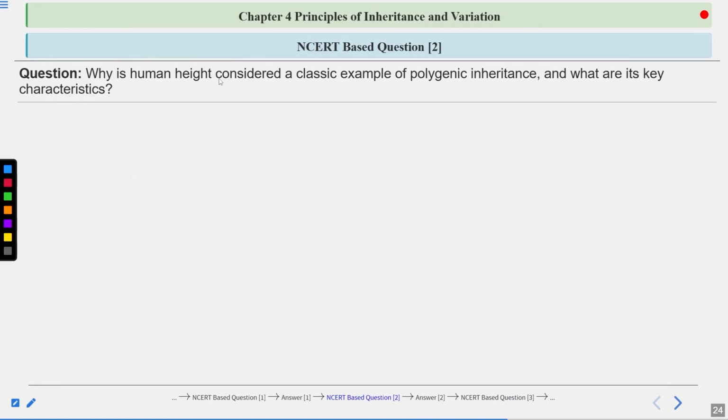Another question: why is human height considered a classical example of polygenic inheritance? And what are the key characteristics?